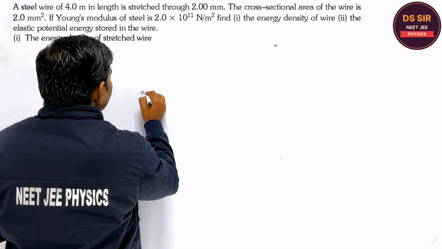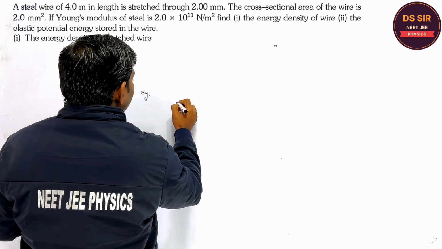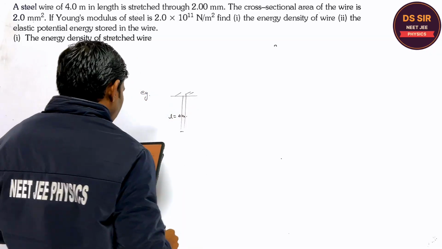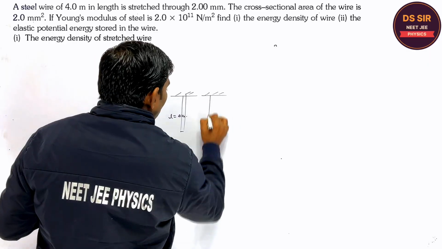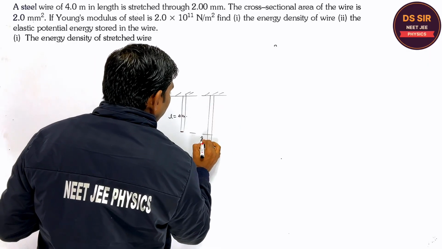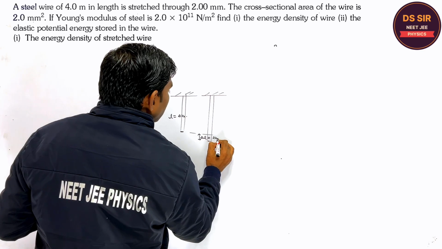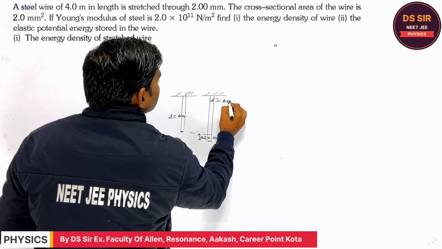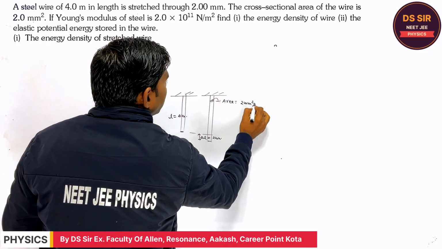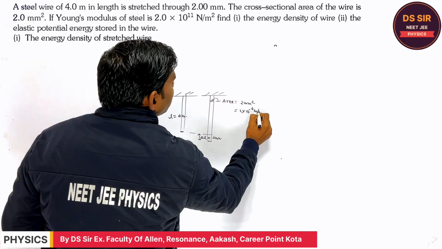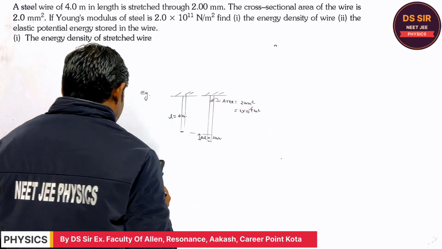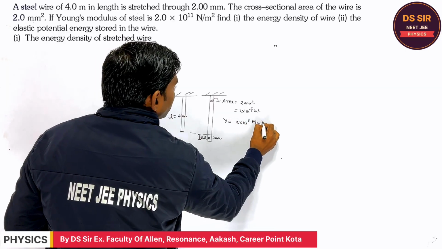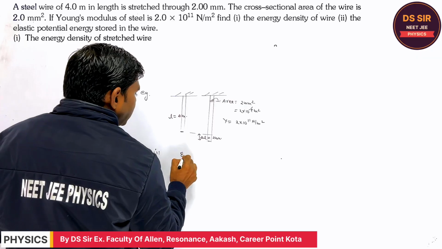So read this question. In this question, there is a steel wire of length 4 meter, right? The length of the wire is 4 meter. Stretched through 2 millimeter, right? So the elongation in the wire is very small, and it is equal to 2 millimeter. Is it clear or not? The area of the cross section is also given. What is the area? It is 2 millimeter square. It means 2 into 10 to the power minus 6 meter square, right? This is the area. And Young modulus of the steel is given as 2 into 10 to the 11 Newton per meter square. Now the energy density of the wire.